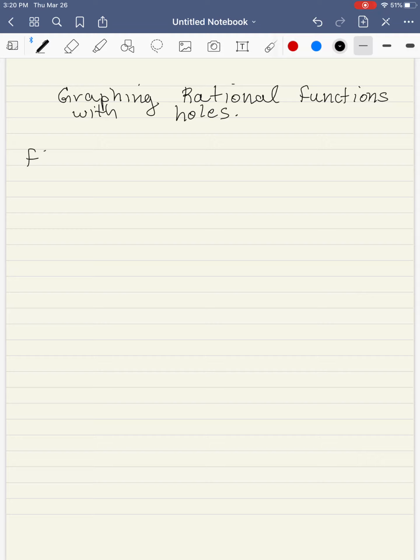Let's look at the function f of x equals x squared plus 4x minus 5 divided by x squared minus 4x plus 3. This is a rational function because it has a polynomial in the numerator and a polynomial with x in it in the denominator. Our first step is to completely factor the numerator and the denominator.